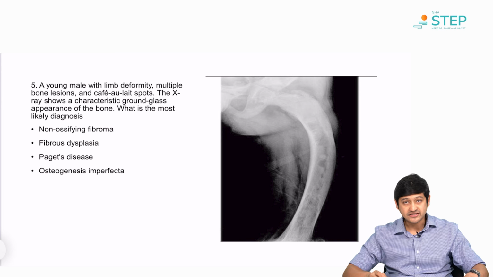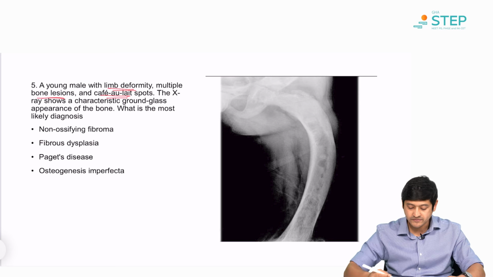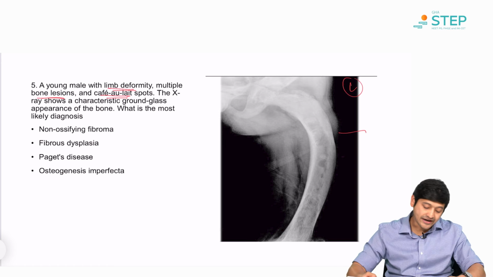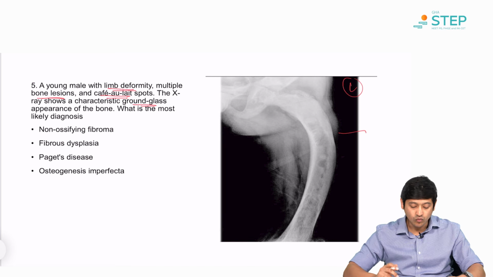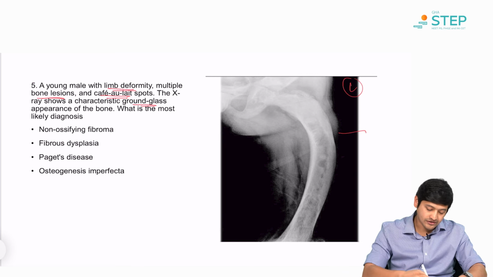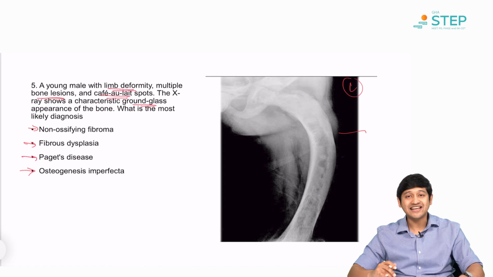The next image given to you in the next question is a child with limb deformity, multiple bone lesions, and cafe au lait spots. A radiograph was obtained of the left lower limb, this is the left side, and it showed a ground glass appearance of the bone. So what pathology are you looking at? Is this a non-ossifying fibroma, a fibrous dysplasia, Paget's disease of the bone, or osteogenesis imperfecta?